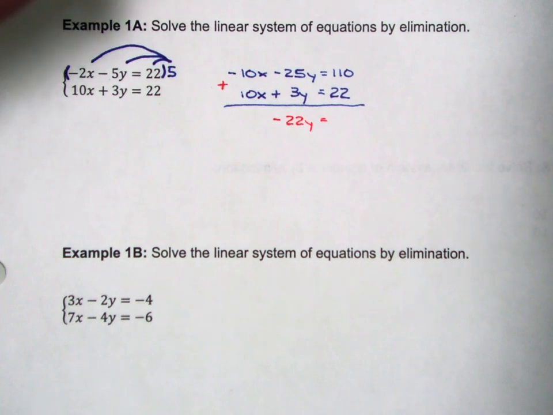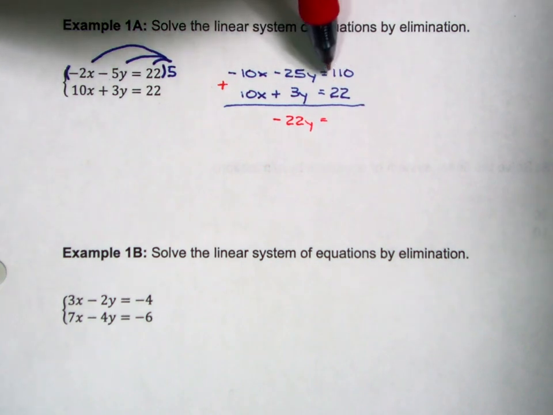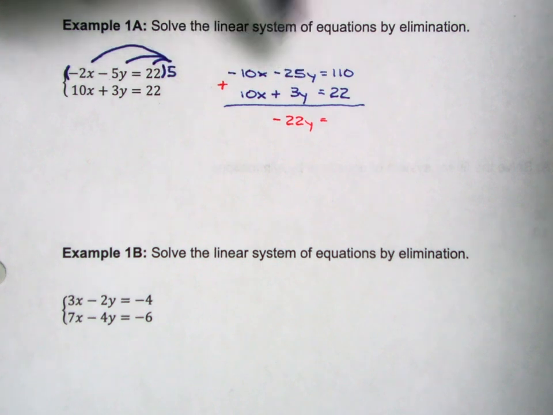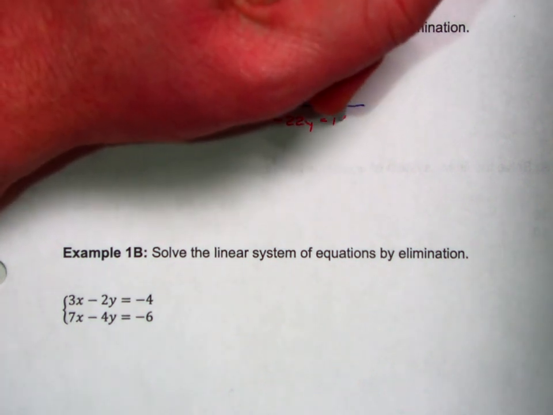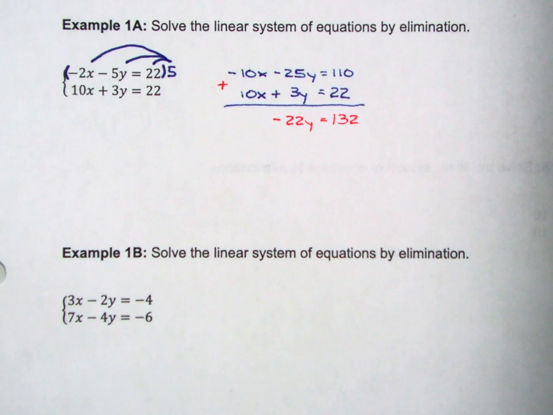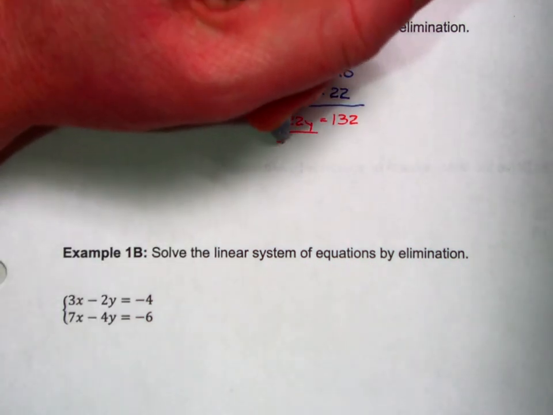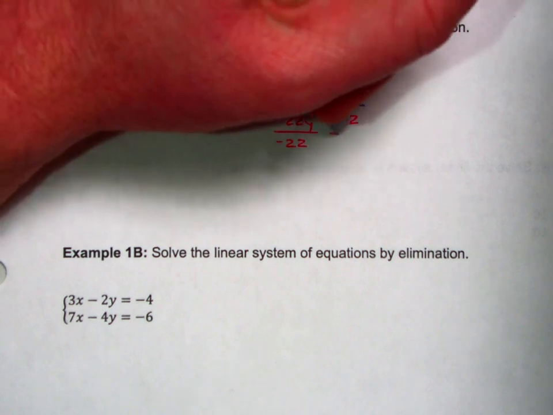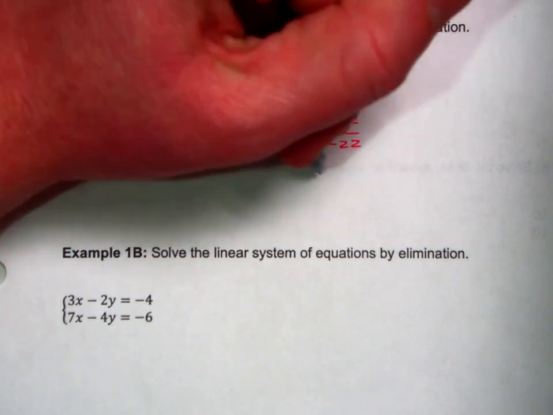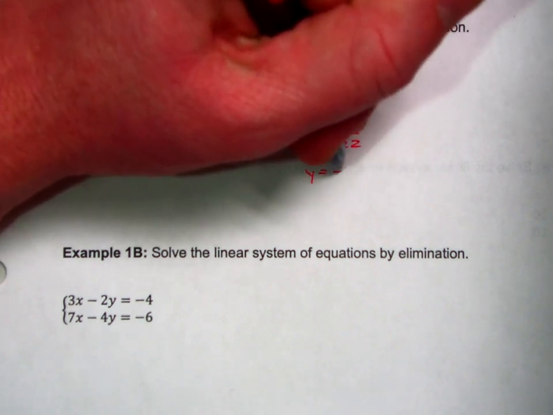And on the other side, remember that this had to change to 110. It didn't stay as a 22. We're going to take 110 and we're going to add 22 to that, which as a result gives us 132. So if I were to divide each side in this equation by negative 22, that's going to give us the value of y, and it turns out that y is equal to a negative 6.